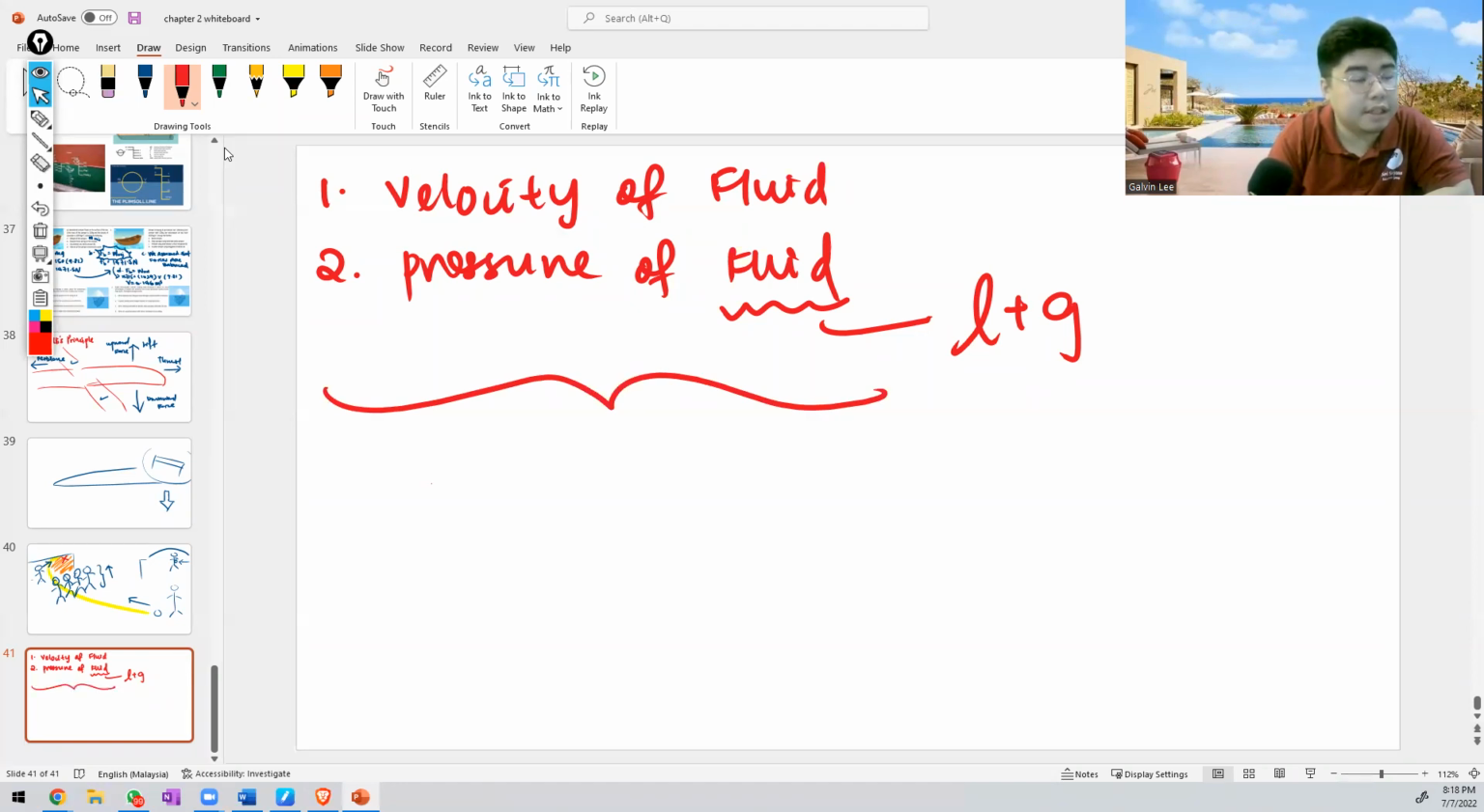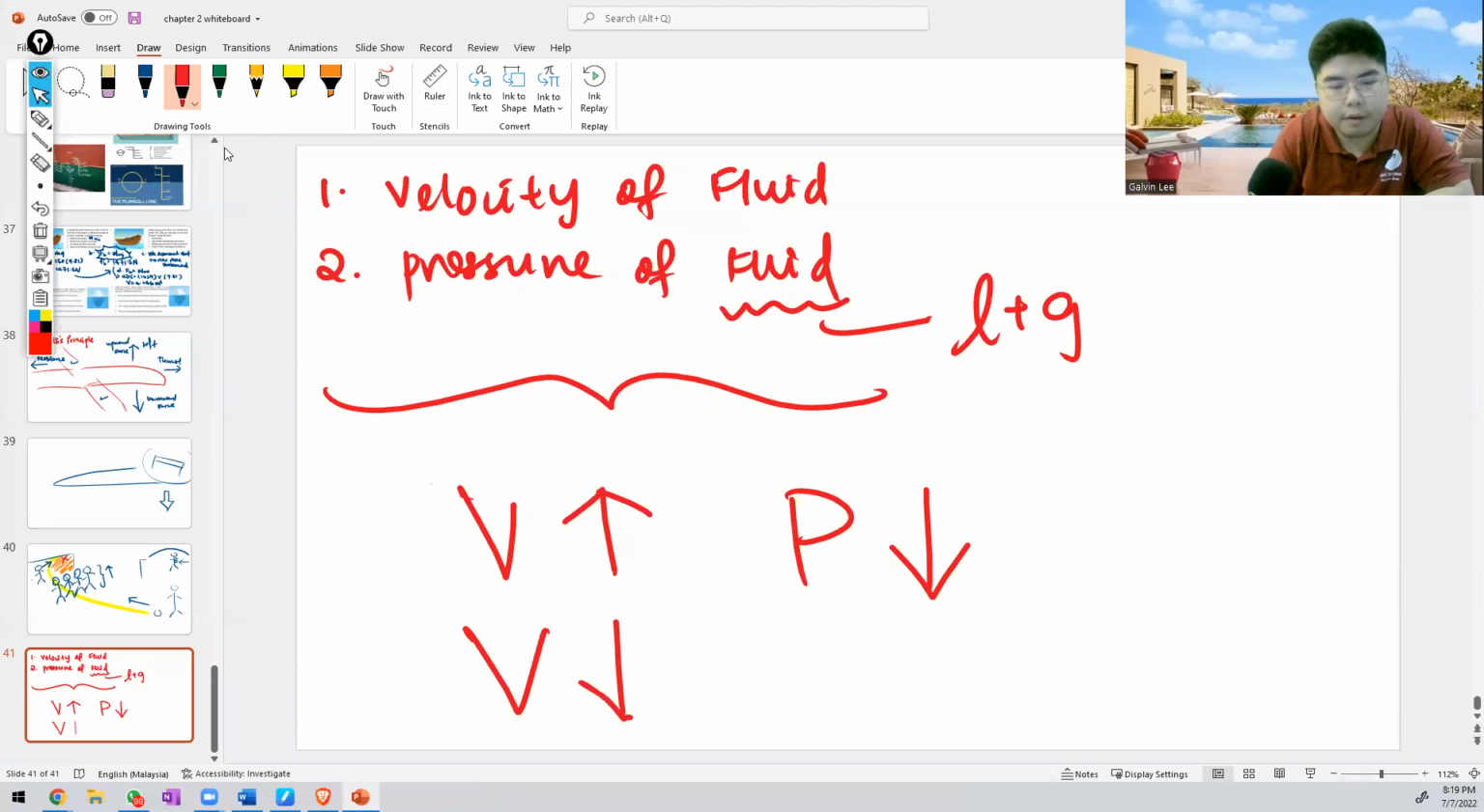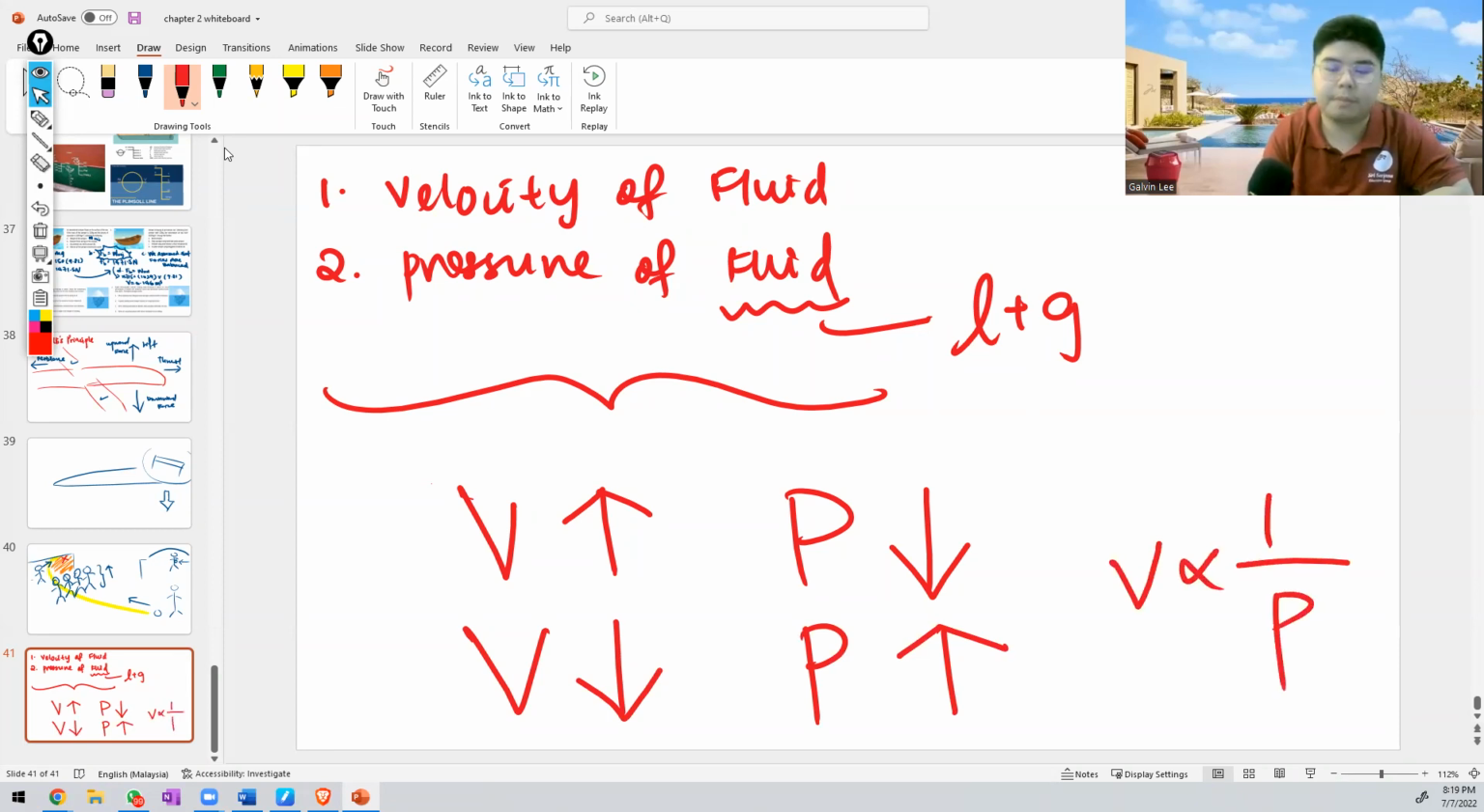Velocity is inversely proportional to the pressure of the fluid. When the velocity of an air, or the fluid, increases, the pressure of the fluid will decrease. When the velocity of the fluid decreases, the pressure of the fluid will increase. So I can say velocity shares an inversely proportional relationship with the pressure of the fluid.